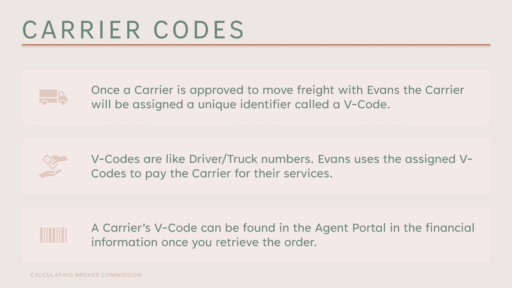Once a carrier is approved to move freight with Evans, the carrier will be assigned a unique identifier called a V code. V codes are like driver numbers. Evans uses the assigned V codes to pay the carrier for their services. A carrier's V code can be found in the agent portal in the financial information once you retrieve the order.